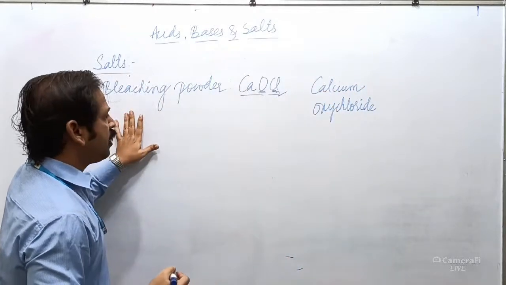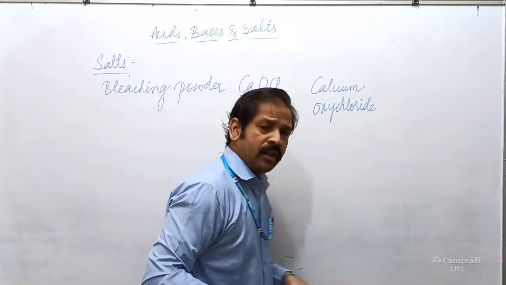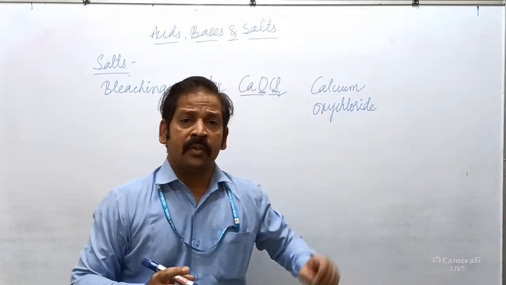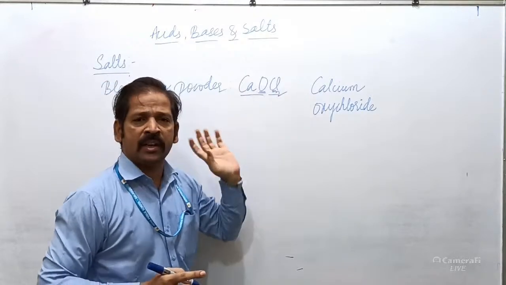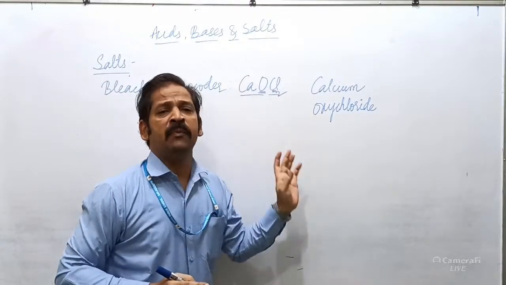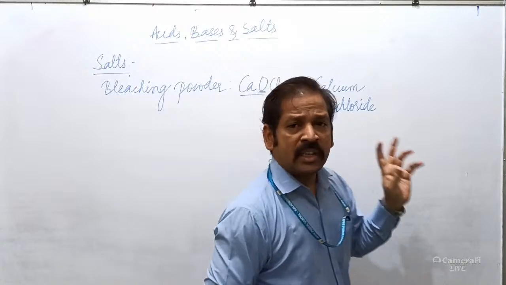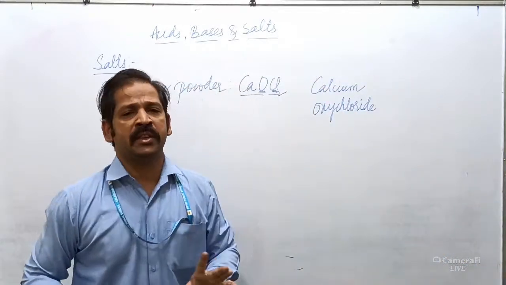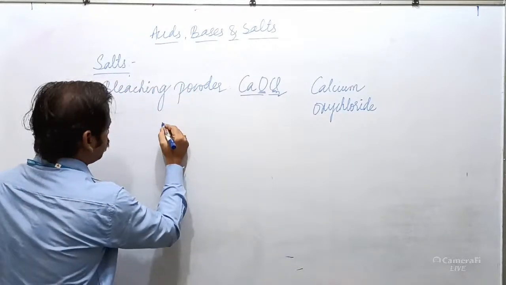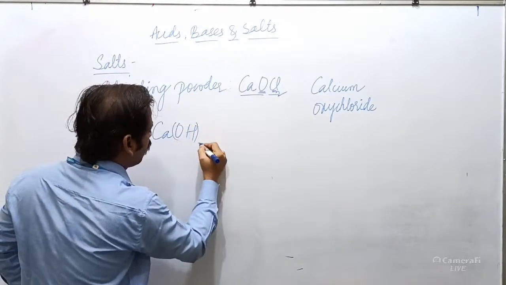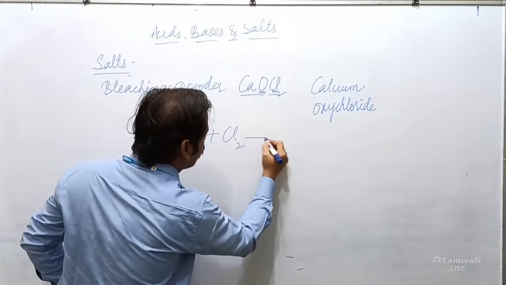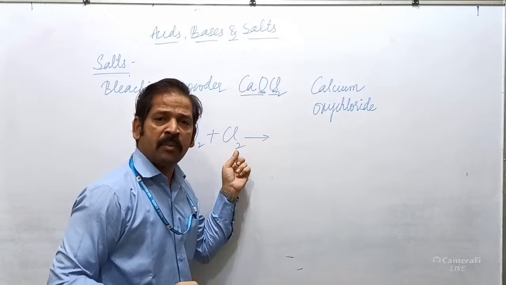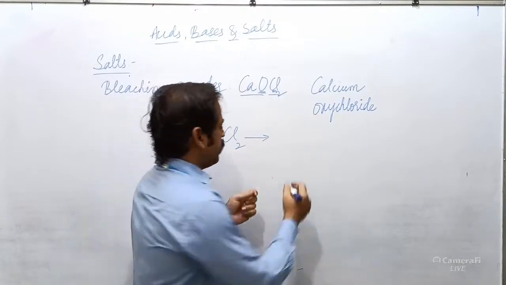Bleaching powder is present in the solid state, and it has a yellowish white color. It is formed with the help of calcium hydroxide and chlorine. When calcium hydroxide and chlorine react with each other, calcium hydroxide reacts with chlorine to form calcium oxychloride and water.